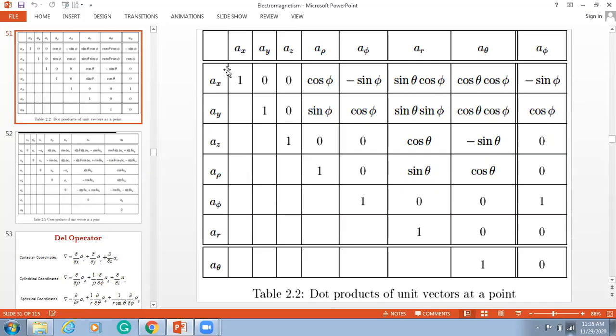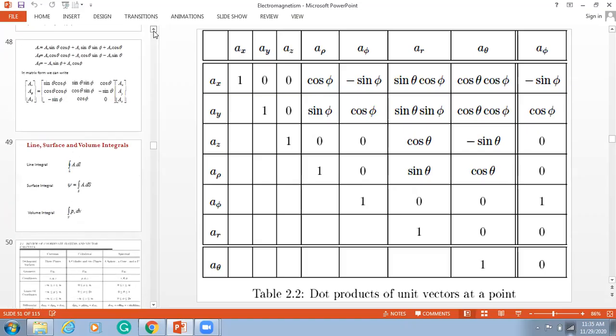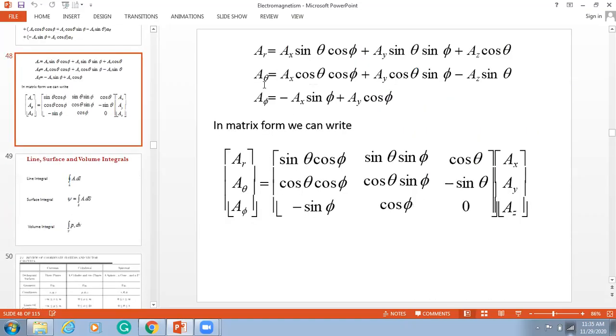Even if you only remember the dot product of the unit vectors, you can derive these relations, because these relations are derived with the help of the dot product of the unit vectors. So this you will have to remember. Otherwise, you won't be able to do the questions.